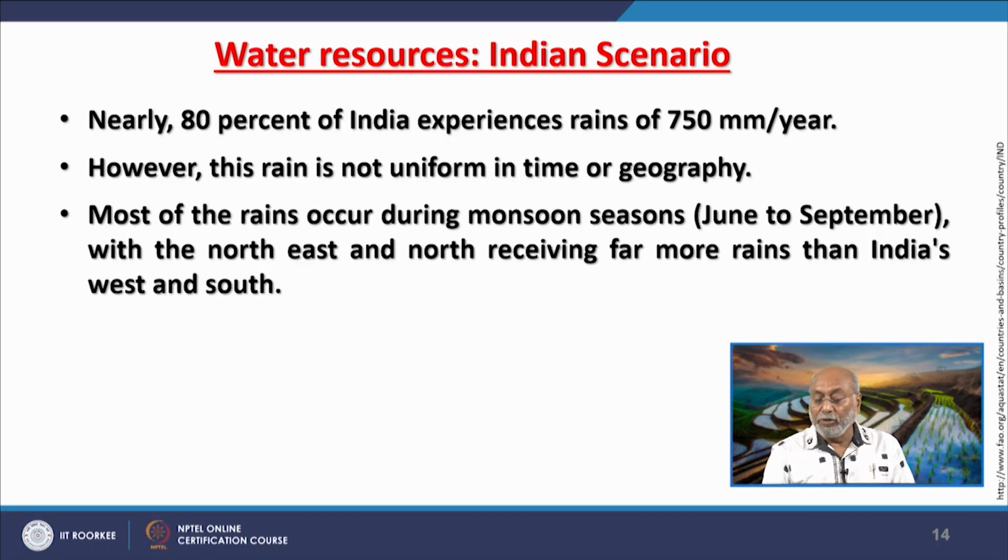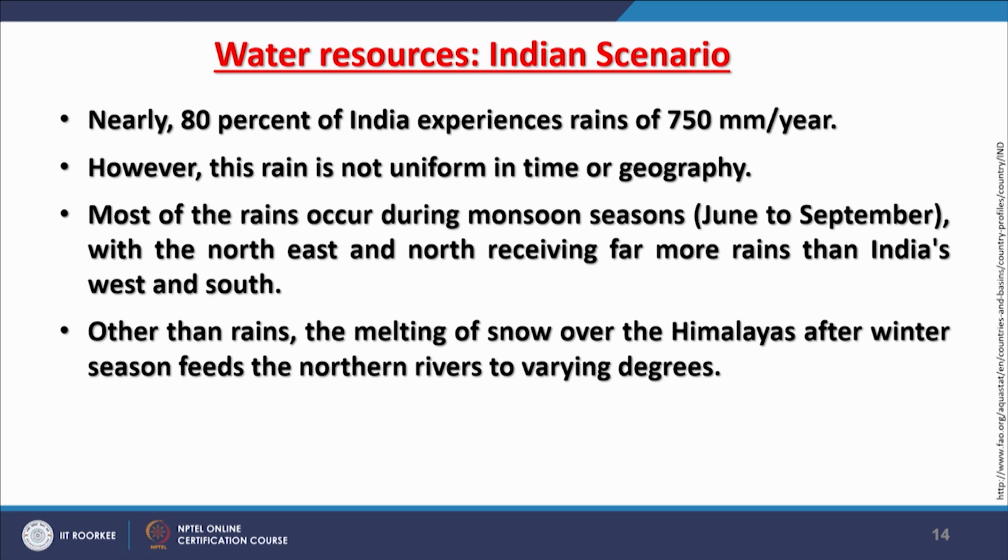So, most of the rain occurs during monsoon seasons. We know that there are two prominent monsoons in India. One, of course the major one, is the summer monsoon, and another we also have in the winter months. From different directions the monsoon progresses, and it brings moisture and ultimately rain. And besides the rain, the melting of snow over the Himalayas in the winter season feeds the northern rivers to varying degrees.